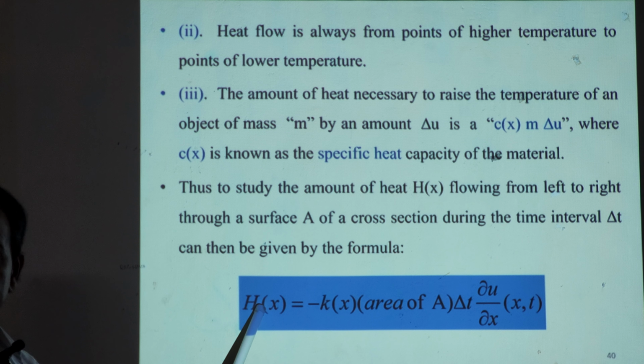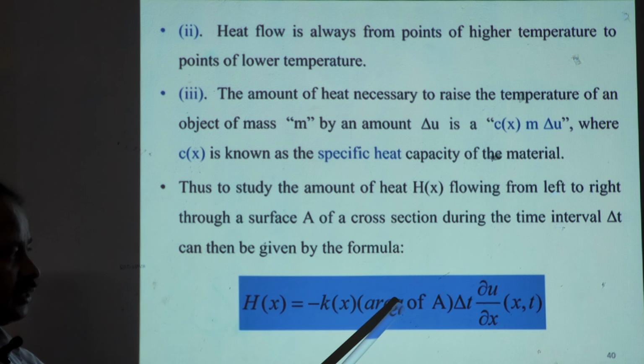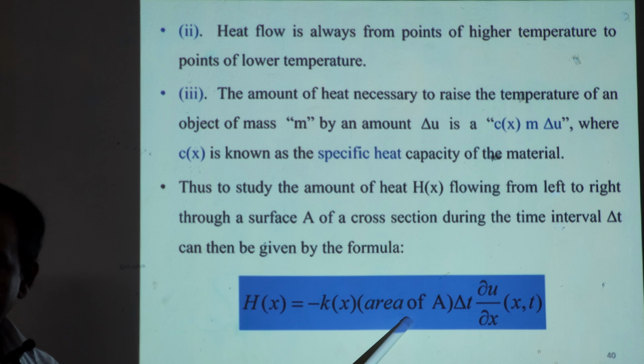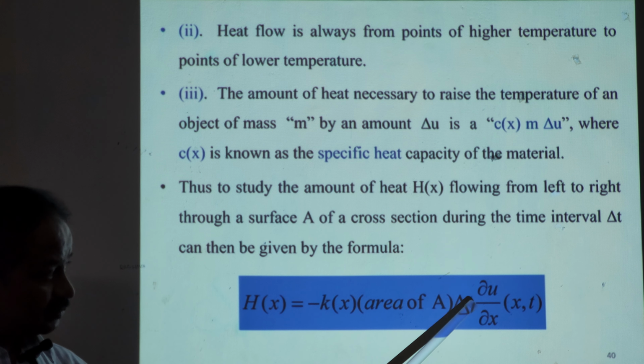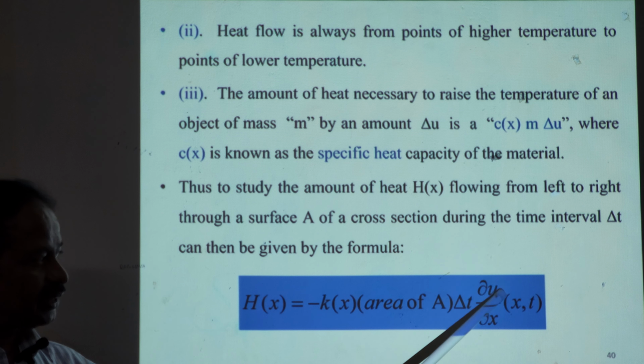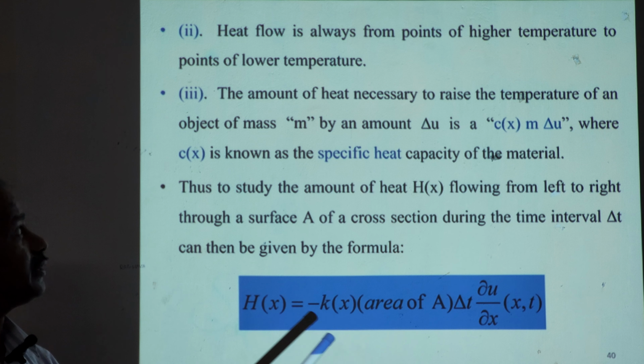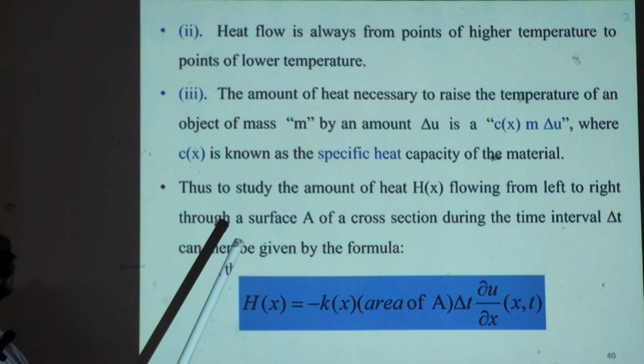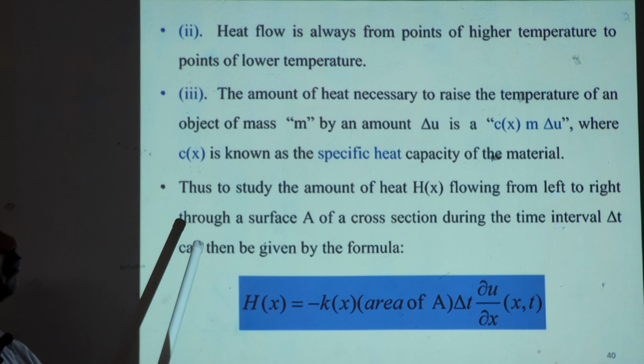And this quantity of heat energy depends on the area of the slab and time. So time is very important. Change in temperature is also very important, and the gradient. So this is your gradient. Heat flow is always from points of higher temperature to lower temperature.